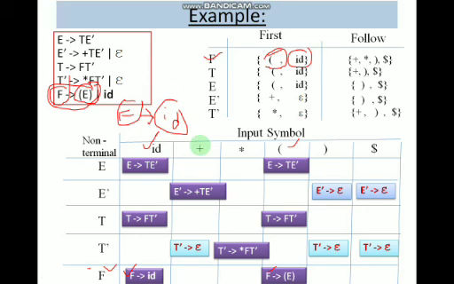So this is the complete non-recursive predictive parsing table that is used to make parsing decisions, and how it makes parsing decisions we will see in the stack implementation. And one more thing, all the blank entries correspond to error. We can handle them using error handling routines.